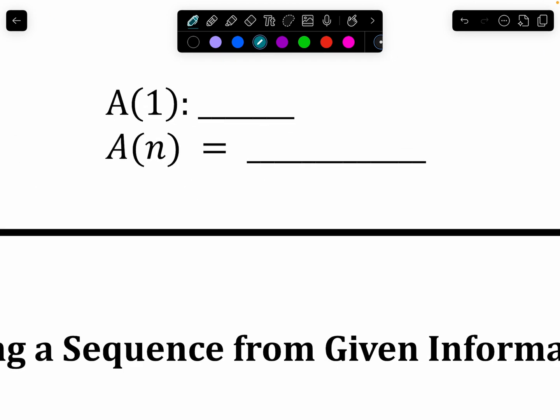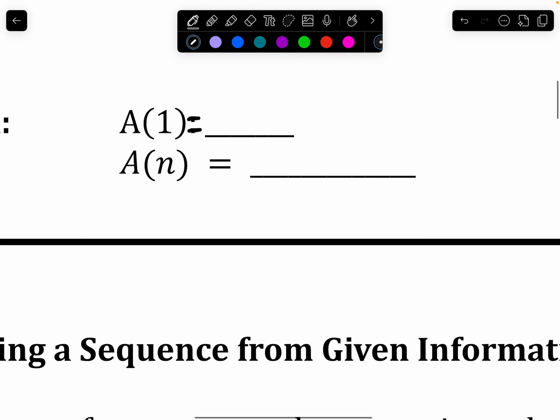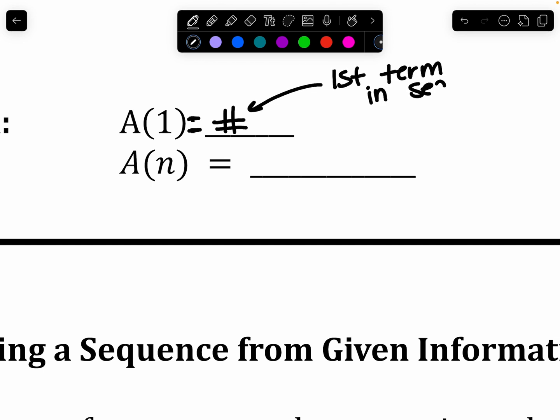And then the recursive formula is going to be these 2 things here. That should be A1 equals. I'll fix that before I give you the notes, for real, okay? A of 1 is going to be a number, and this number is going to be the first term in your sequence. I'll show you what that looks like when we get to some examples.